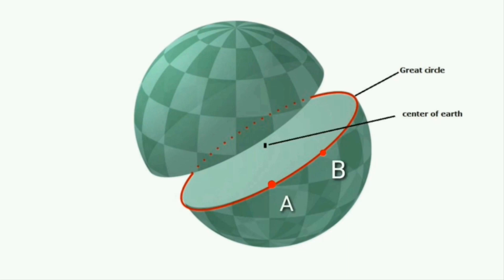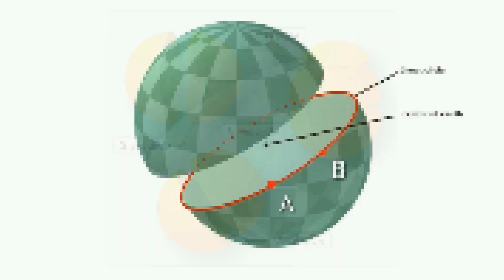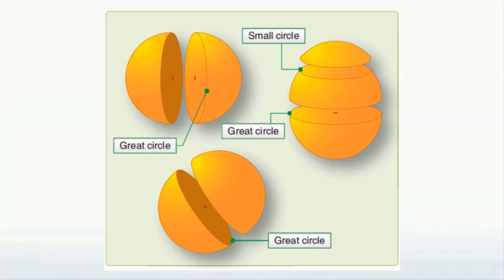There are 2 points on the great circle which are not diametrically opposite, point A and point B. So only one great circle can be drawn. If the points are diametrically opposite, then we can make an infinite number of great circles. We already discussed the great circle. Now we'll look at the small circle.